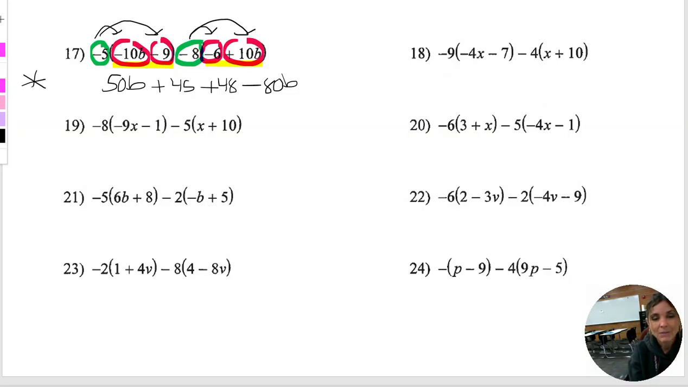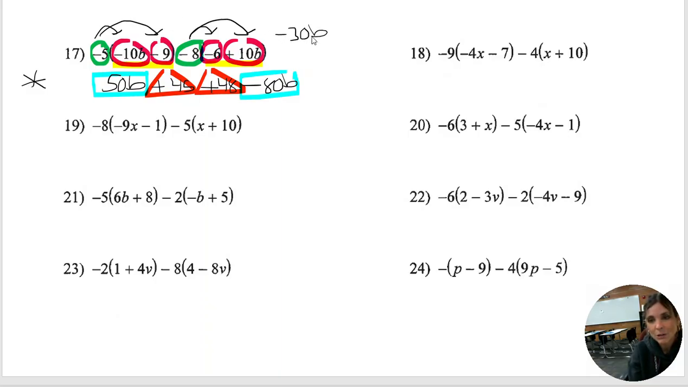So I have two variable terms, 50b and negative 80b. I have two constants, which would be the positive 45 and the positive 48. So when I combine a 50b and a negative 80b, I get negative 30b, and a positive 45 and a positive 48 is a positive 93. Final answer. Okay.